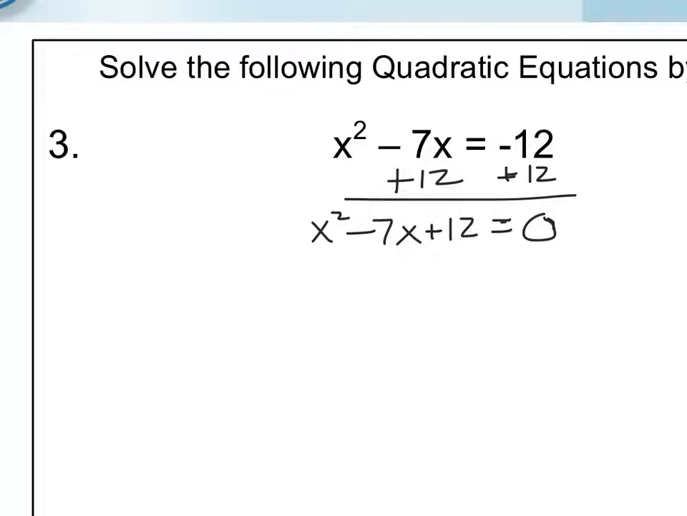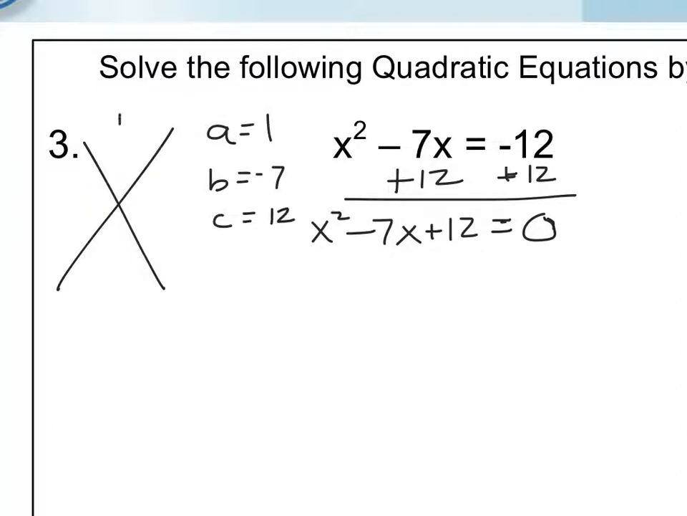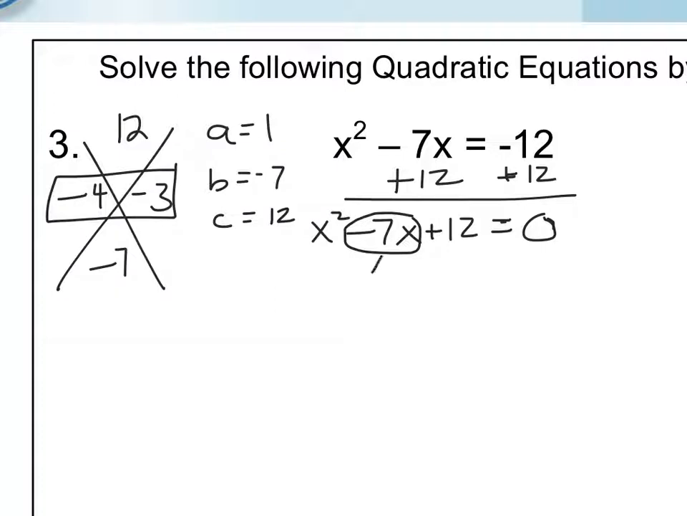Okay, so now that I have it equal to 0, I can go through and find my x. I've got a is 1, b is negative 7, c is 12. So I need factors of 12 that add up to be negative 7, and that's negative 4 and negative 3. So I'm going to take this guy right here and replace him. Negative 4x, negative 3x. Carry down everything else. Going to group them. Take out an x here.